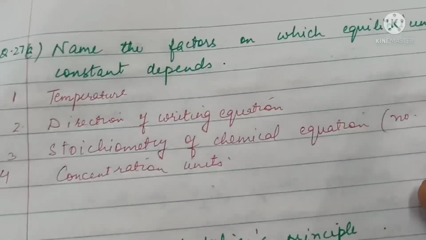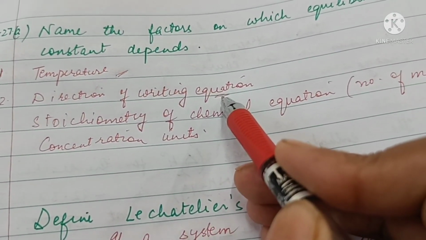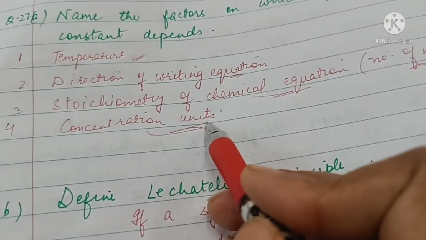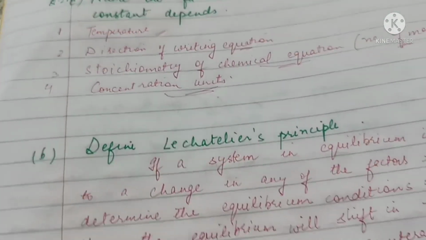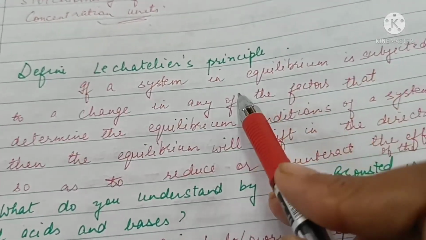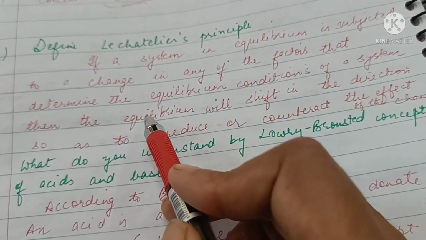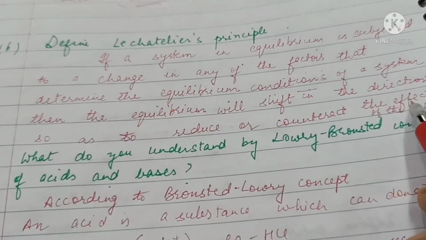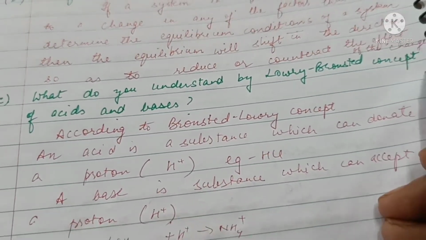Name the factors on which equilibrium constant depends. Temperature, direction of writing equation, stoichiometry of chemical equation, that is number of moles, and concentration unit can change the equilibrium constant. So these are the factors on which equilibrium constant depends. Define Le Chatelier's principle. If a system in equilibrium is subjected to a change in any of the factors that determine the equilibrium conditions of system, then equilibrium will shift in the direction so as to reduce or counteract or undo the effect of the change.